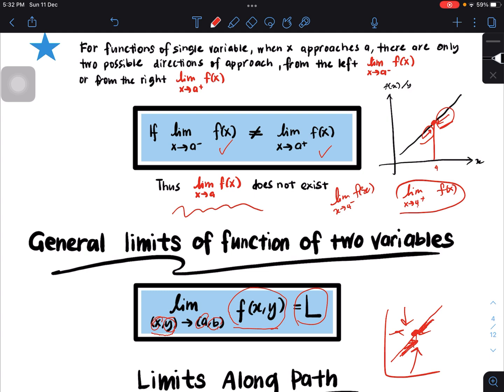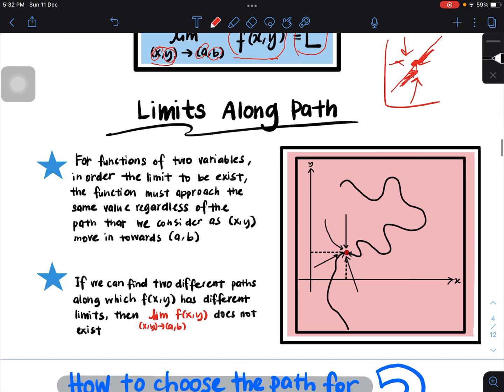Okay, so for the limit of a function of two or more variables, to find the limit is not only to find the limit from the left and from the right and conclude whether the limit exists or not, as before. We need to do more work. We need to find the limit along the path.